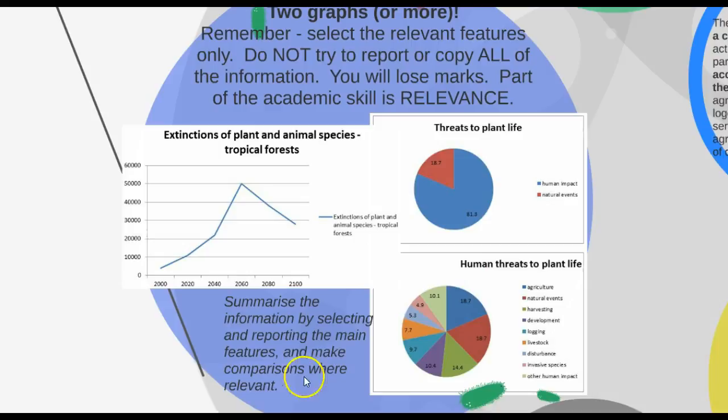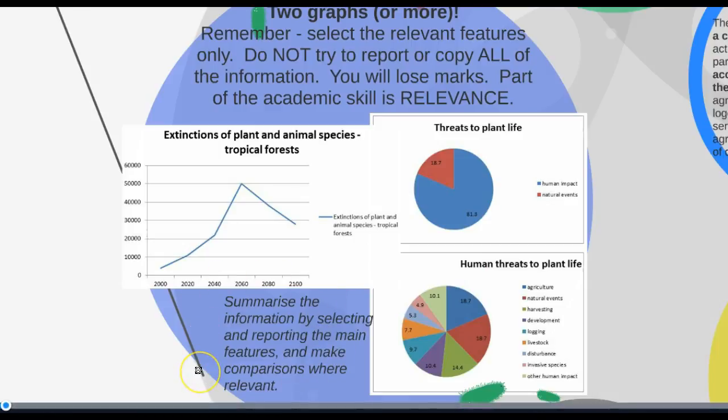And down here you can see the standard instruction in an IELTS task 1 test. Summarize the information by selecting and reporting the main features and make comparisons where relevant. Let's just have a quick look at them.